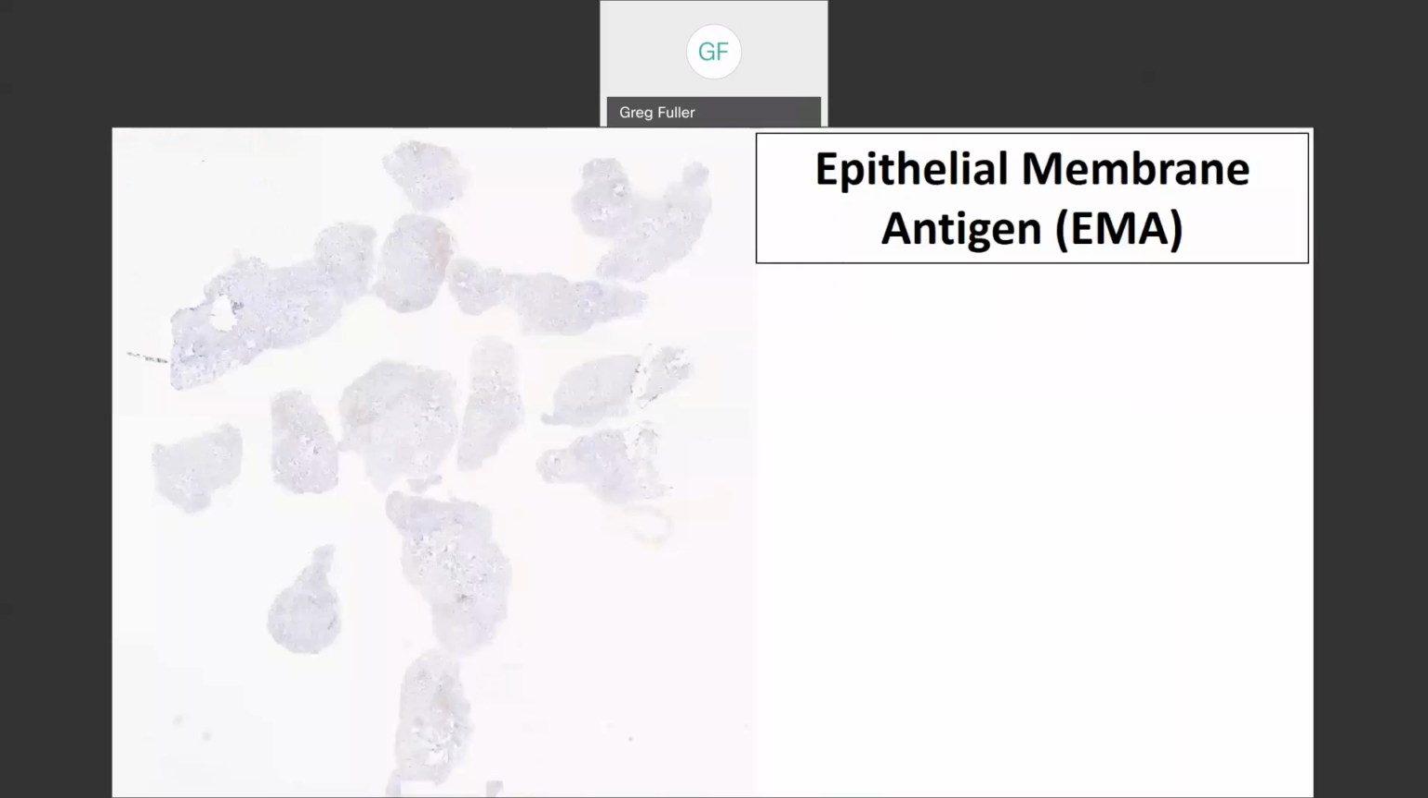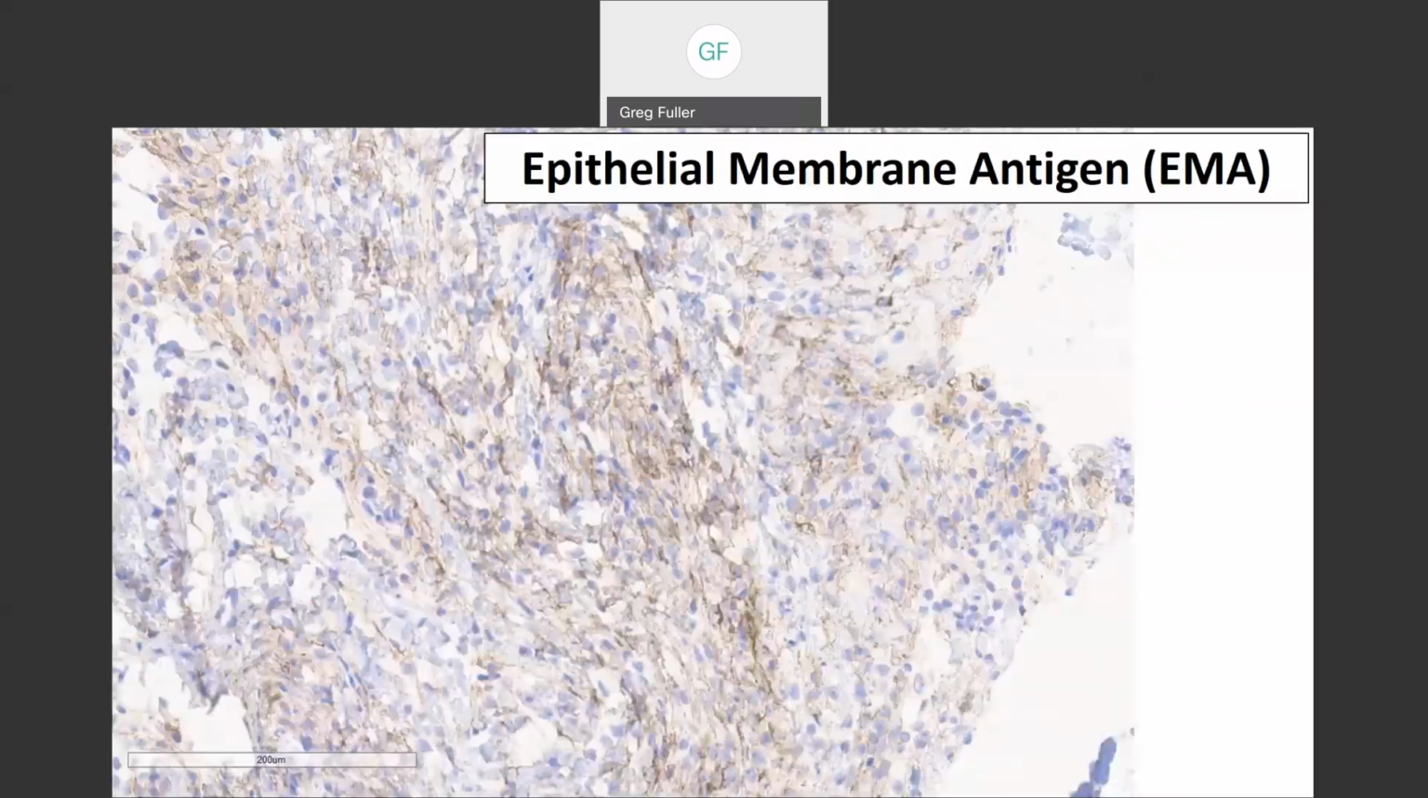How about EMA? This is the low power. This is the WSI, whole slide imaging, the whole thing digitized. Looks negative. Looks like only hematoxylin, doesn't it? But a little bit of blushy stuff. Why don't we look at these patchy areas? And there it is. Turns out it is beautifully positive, focally, multifocal, both membranous. Can you appreciate the little outlines of some of the cells? Membranous and cytoplasmic pattern.